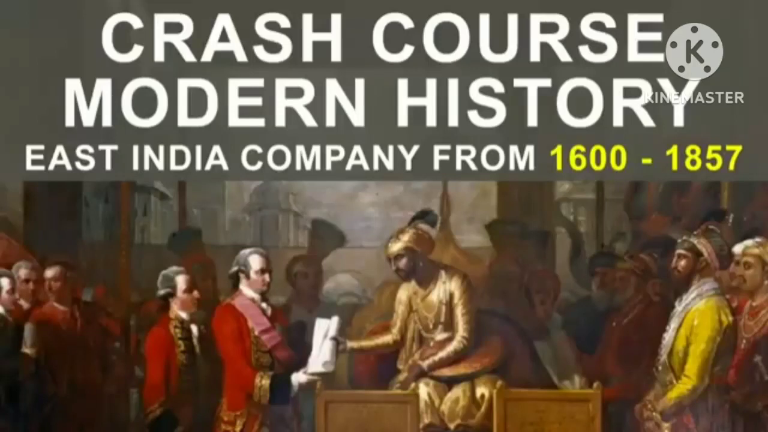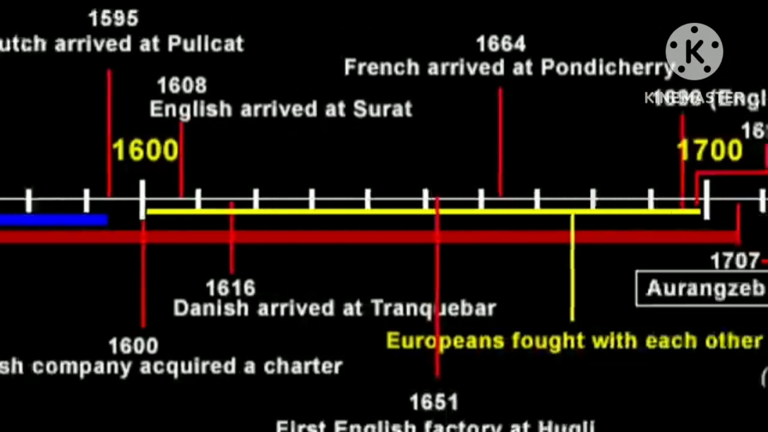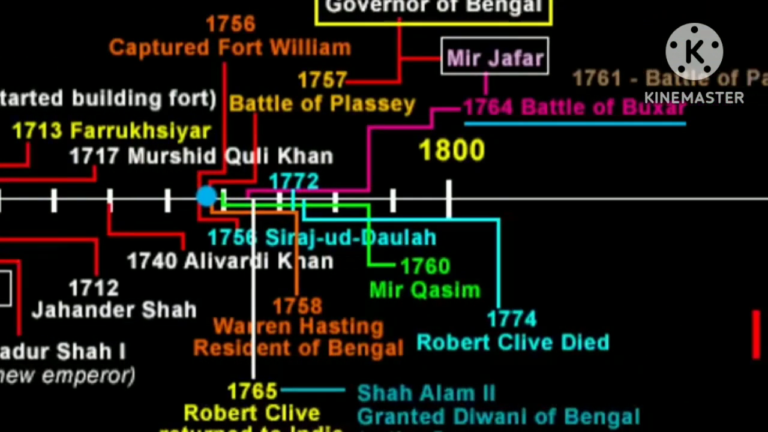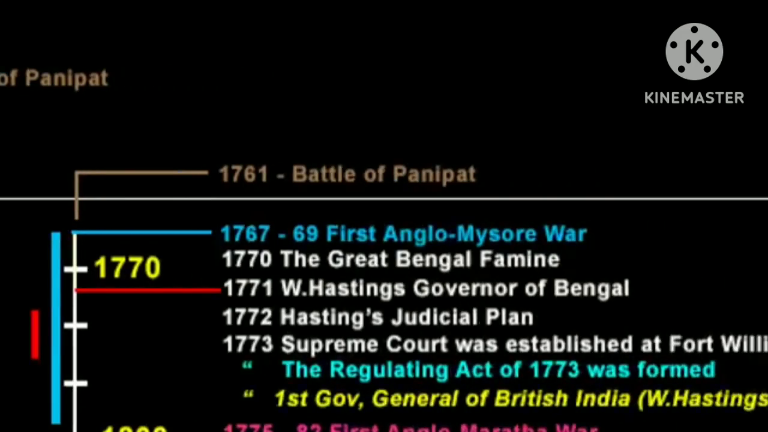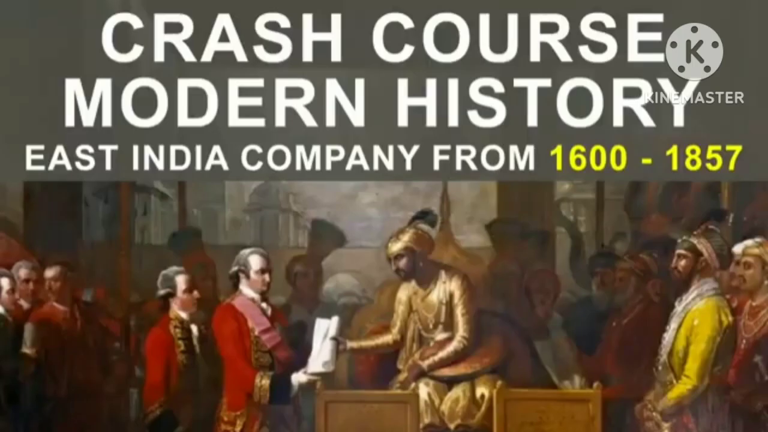This video is part of modern history. It is basically a crash course wherein you'll quickly learn everything about East India Company from 1600 to 1857. All the events will be covered in a chronological manner. We will also make a beautiful timeline. I'll show you how the events are interconnected. And in the end, it's going to be a nice, fun, informative session. With no further ado, let's begin.